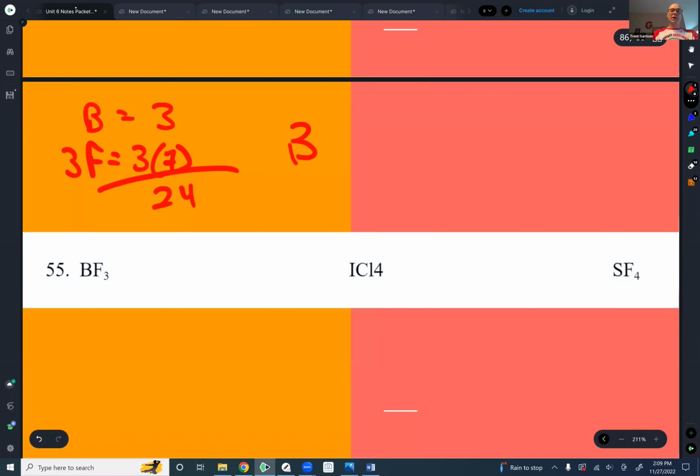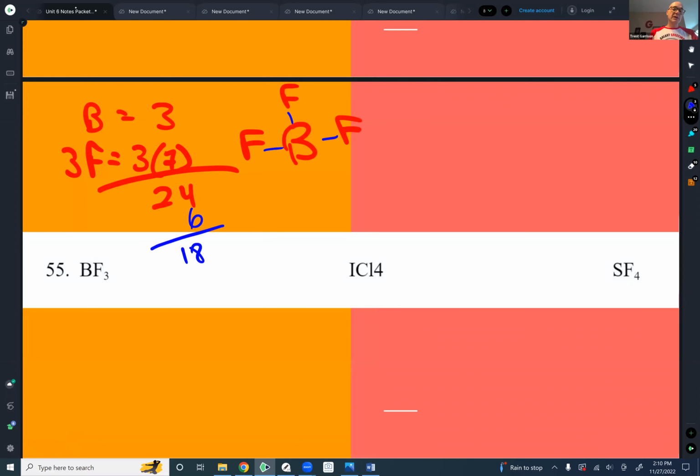I'm going to put the boron in front. I'm going to put fluorines all around the boron. I know that there have to be single bonds. We'll usually never have double bonds. That's very rare, in an expanded octet scenario. So I've only used up 6 right there. So I'm down to 18.